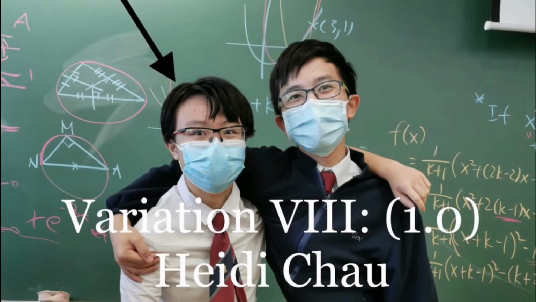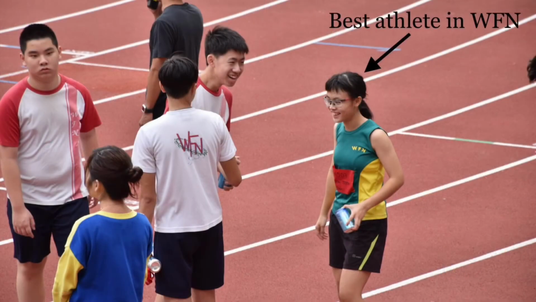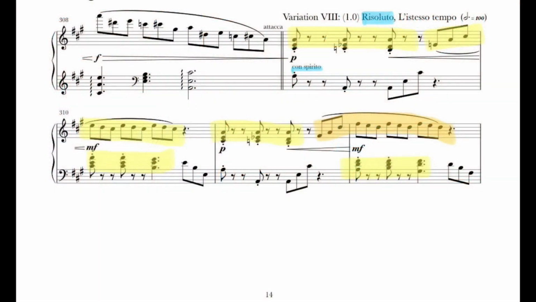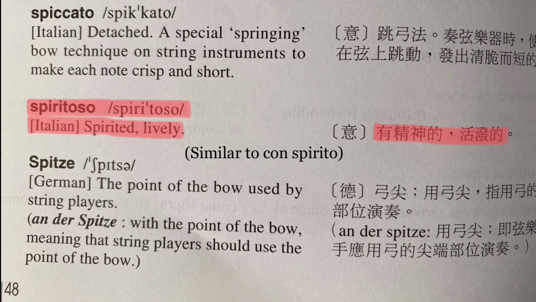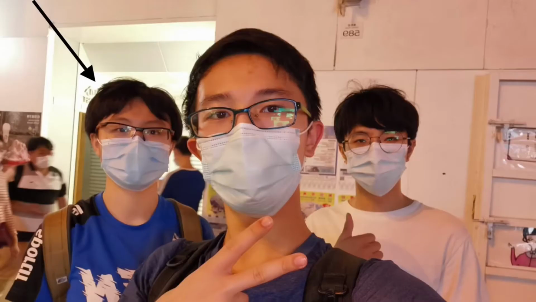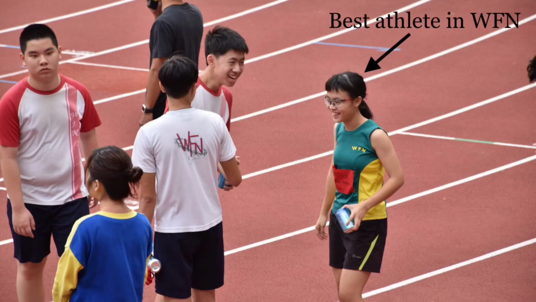Variation 8, 1.0, is written for Heidi Chow, our great one-fruit-name athlete. This variation has kind of a hidden storyline to it. First, let me explain these 2 Italian words. Risoluto means determined and resolute, and con spirito means with spirit. I include these 2 words in hope that she will continue to be determined and with spirit, just like the way she was in One Fruit Name.